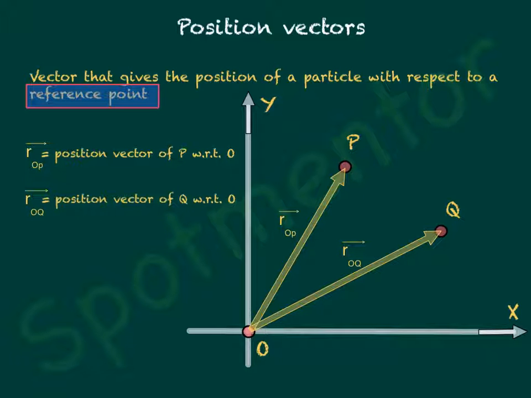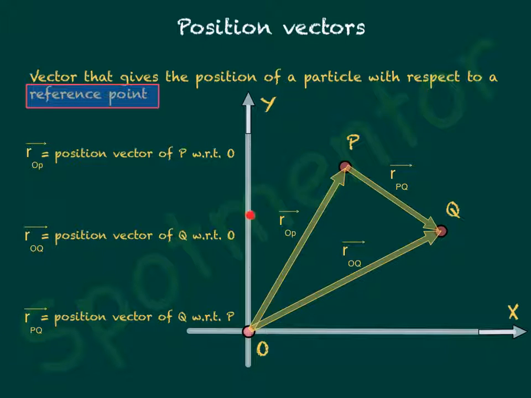Now, I'll take a case in which the reference point is changed. If we change the reference point from origin to P, then the vector joining point P and point Q will give you the position vector of Q with respect to point P. As you can clearly see, this point Q is viewed with reference to the point P. So these are the three position vectors, and the reference frames are different in the three cases.